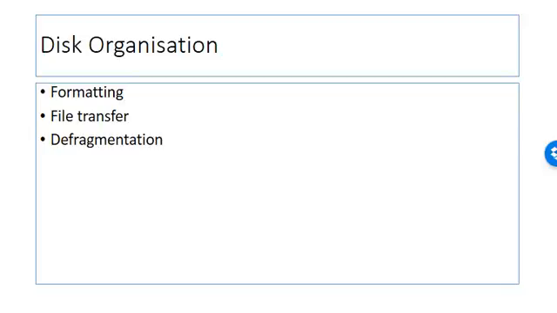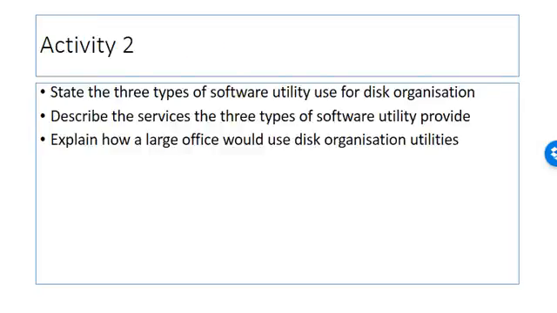Defragmentation essentially organises and sorts out your hard drive so all the file locations are next to each other, so it doesn't have to run around the disk trying to find what file locations are where. It's all stored in the nice same place. So again, we've got three activities here for you. Feel free to pause and then we're going to look at some answers.